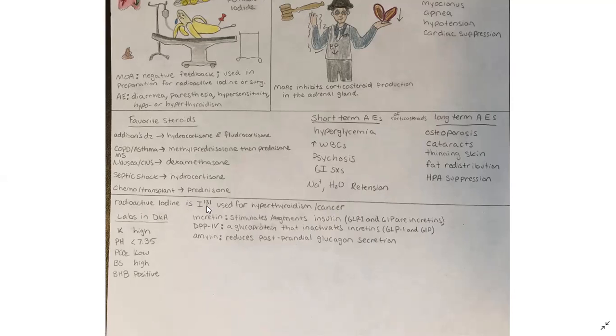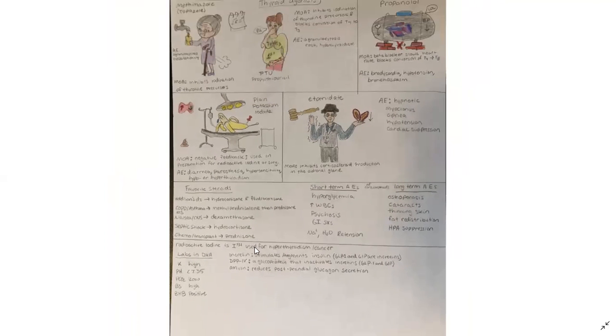Radioactive iodine 131 can be used for hyperthyroidism, so that would ablate the thyroid. These are just some vocab terms. And then again, in DKA, if you were to run some labs, this is what you would see. And so, yeah, that is a summary of all of the endocrinology drugs.